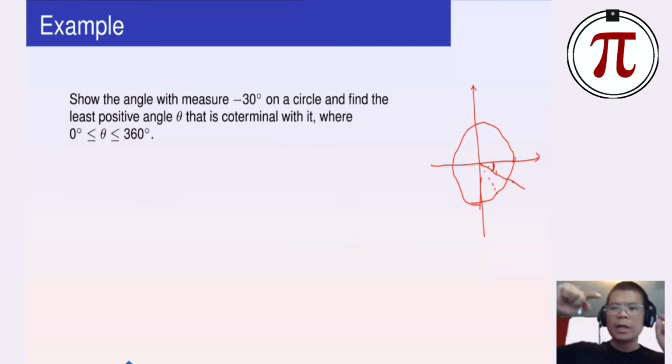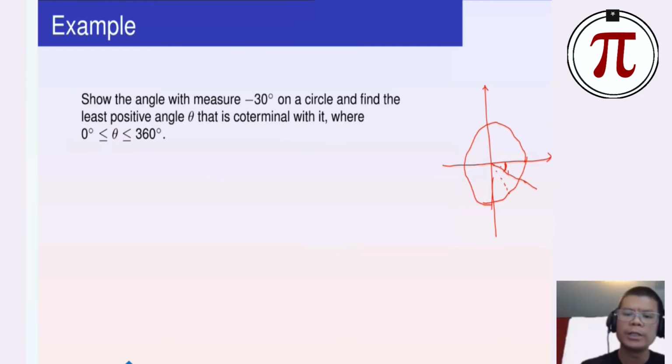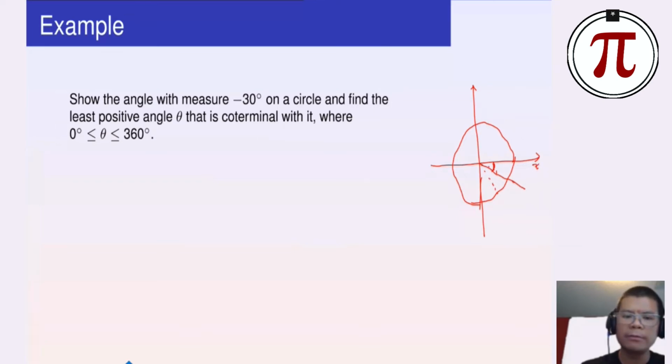It's going clockwise, right? Because it's a negative angle, it's going clockwise. So it's something like this here. This is an angle measuring negative 30 degrees.